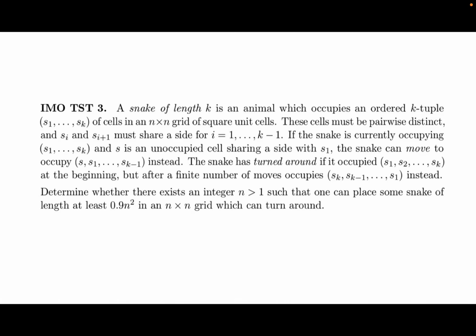Hello everyone. Today we'll be looking at an interesting combinatorial problem from the IMO team selection test. So this says that a snake of length k is an animal which occupies an ordered k-tuple of cells in an n cross n grid of square unit cells. So now what is this saying?